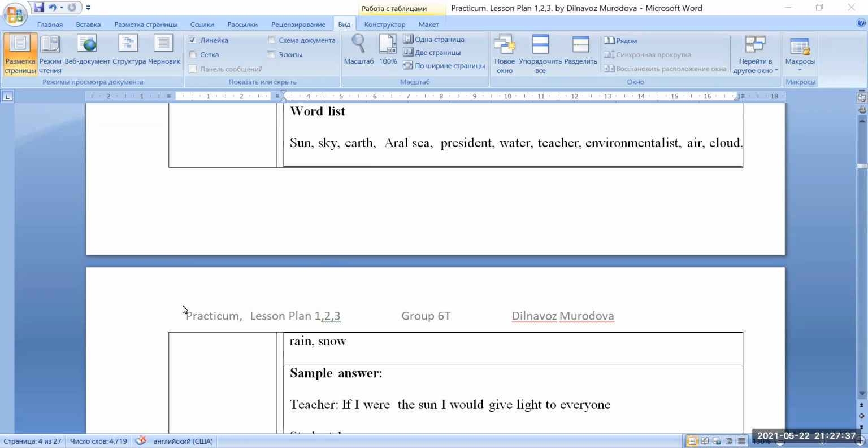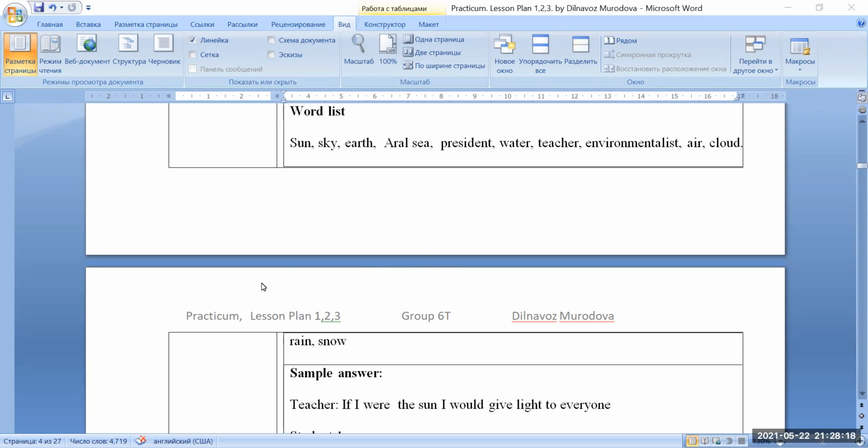Yeah, Shahodat, are you attending? Yes, I'm here. In your opinion, what would you do if you were the president of Uzbekistan? If I were the president of Uzbekistan, I would ban polluting, or I would bring new laws for factories to make the natural environment healthier, not polluted. Okay, thank you very much.